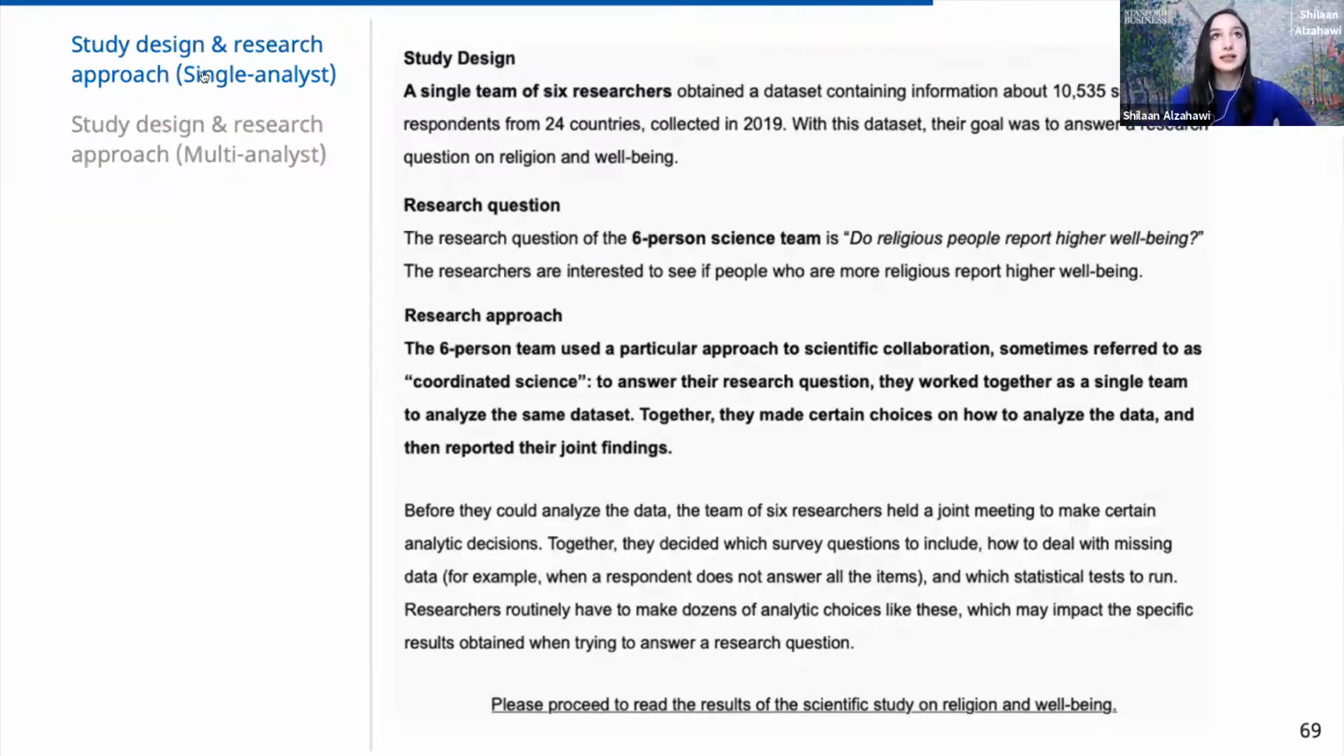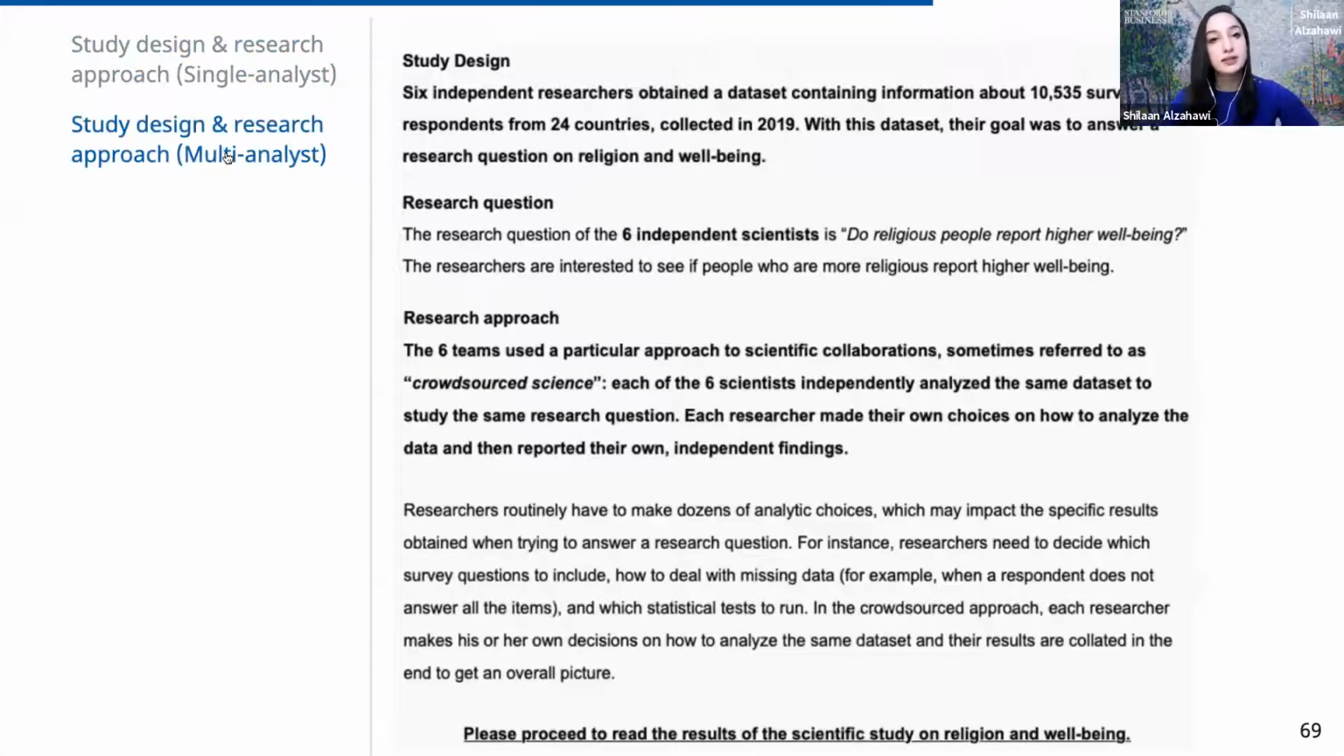In the single analyst condition, we inform participants about a single team of 6 researchers that work together as a single team to analyze the same data set, together make certain choices on how to analyze the data, and then report their joint findings. In the 2 multi-analyst conditions, we tell participants about 6 independent researchers who independently analyze the same data set to study the same research question, and each researcher makes their own choices on how to analyze the data and then reports their own independent finding.